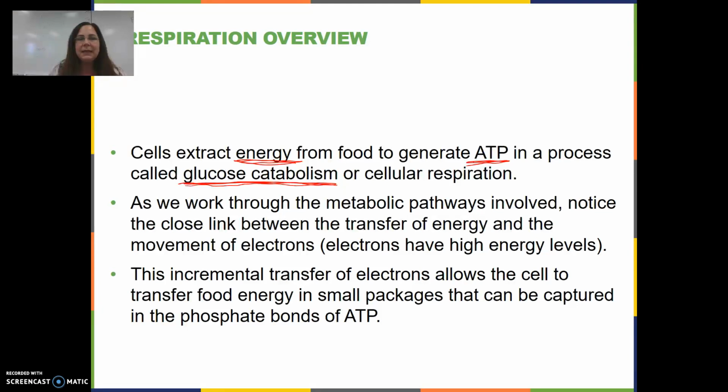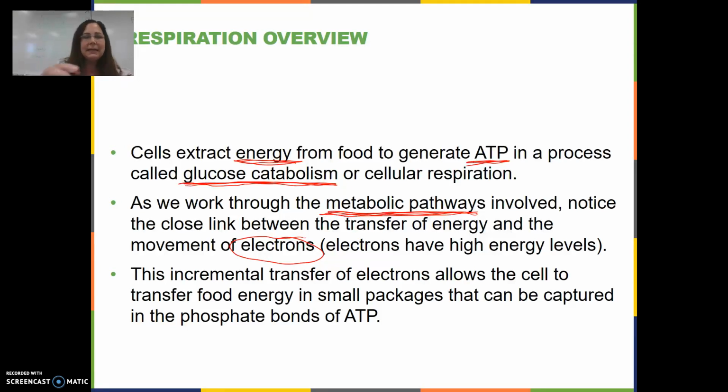It occurs in many, many different steps and 4 different metabolic pathways. A metabolic pathway is just a series of chemical reactions. And there are 4 different metabolic pathways involved in cellular respiration. And we are going to discuss the role of electrons in those metabolic pathways. And then lastly, this incremental transfer of electrons allows the cell to transfer food energy in small packages that can be captured in the phosphate bonds of ATP.